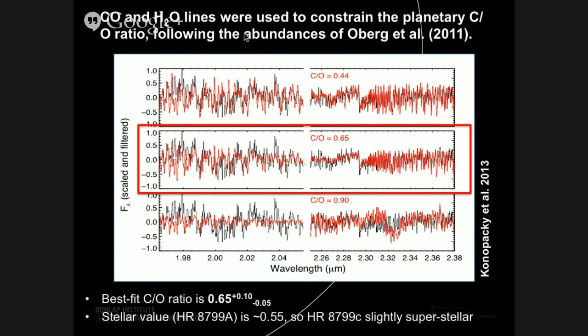And you might think, well, what's 0.65? What does that number even mean? In isolation, it doesn't really mean anything. What you have to do is compare it to the C to O ratio of the host star. The stellar value for HR8799a has been measured to be about solar. The solar value is 0.55. So that means that this planet is very slightly superstellar in C to O ratio.